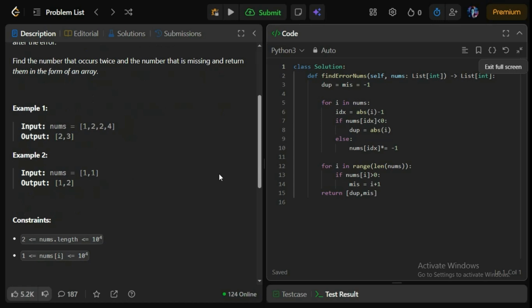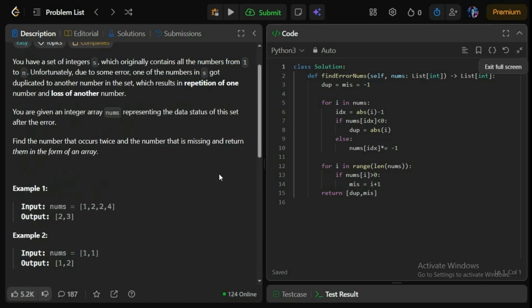Now let's understand how we are going to solve this problem. I have solved this problem with the help of indexing. Here, the array is going to have the numbers from 1 to n. That means if we want to find the index of a particular number, we just need to decrement it by 1. If we take the number 1, its index will be 0. If we take the number 2, its index will be 1. Same if we take the number n, its index will be n minus 1. So now we have the relationship between the number and its index.